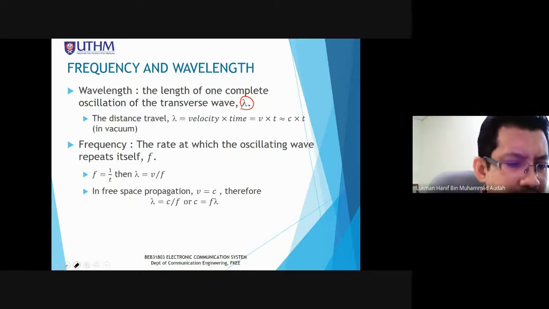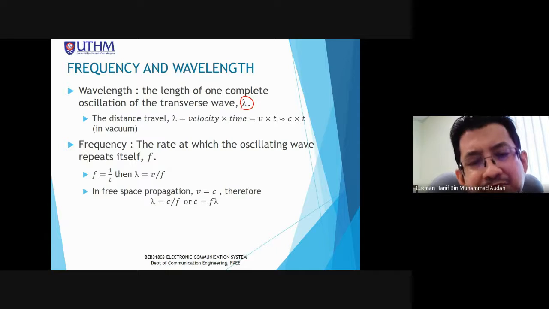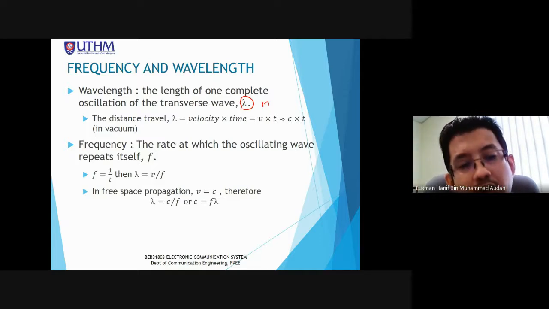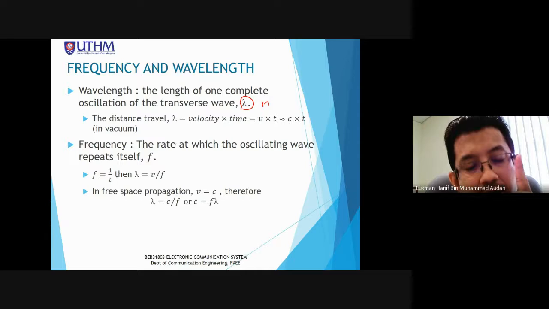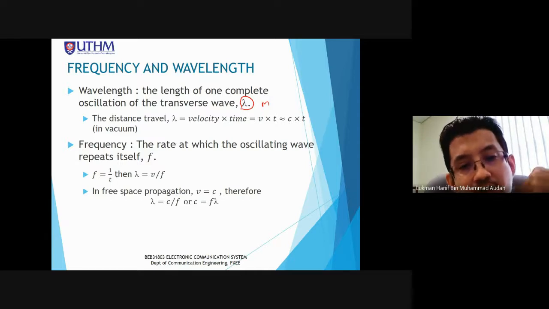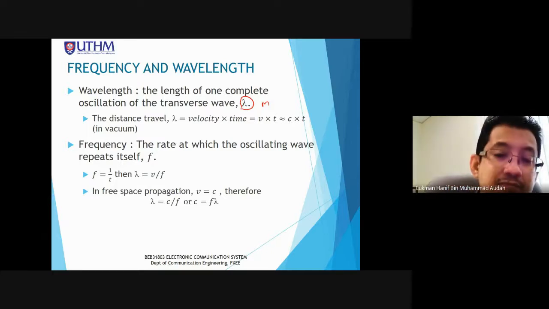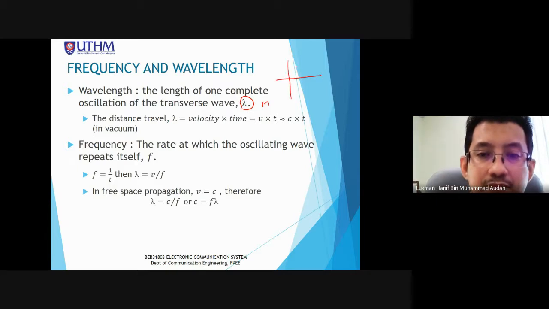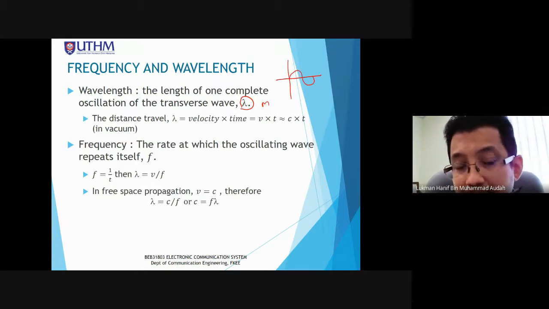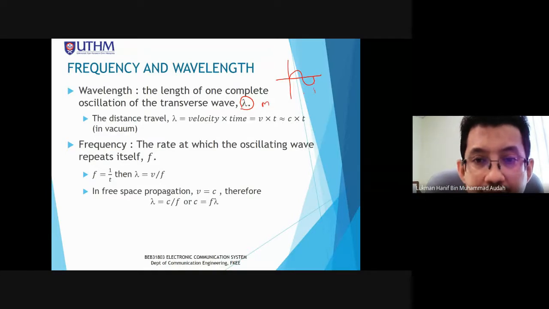So kita biasa tertanya-tanya panjang gelombang tu apa sebenarnya? Okey. Apa tu panjang gelombang? So panjang gelombang wavelength merujuk kepada berapa jauh gelombang ini boleh bergerak dalam masa satu kitaran lengkap. Okay, within one complete cycle, how long has the wave traveled? Okay, kalau kita lihat sine wave, ini satu kitaran lengkap. Untuk satu kitaran lengkap ini, berapa jauh perjalanan yang dia telah lalui? Berapa jauh dia boleh pergi?